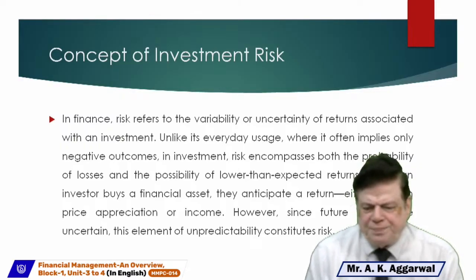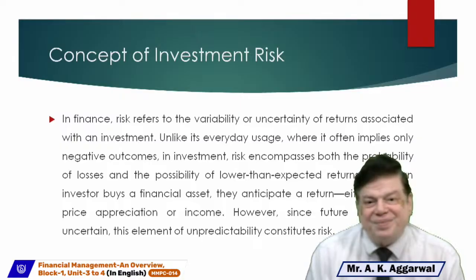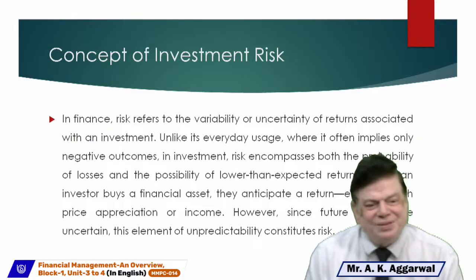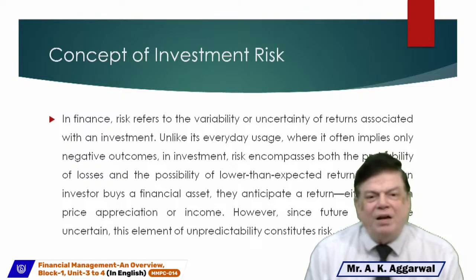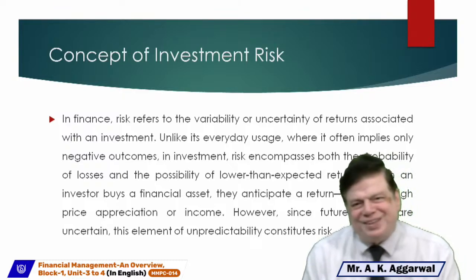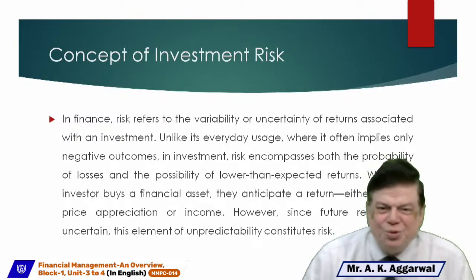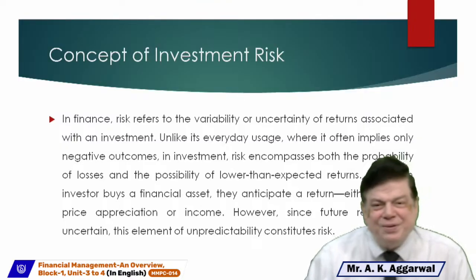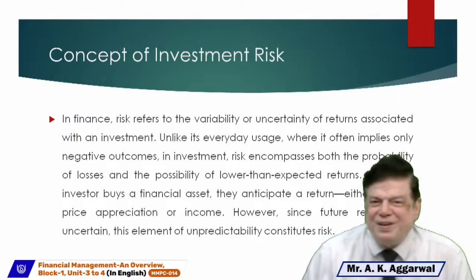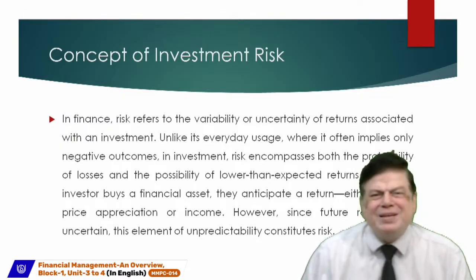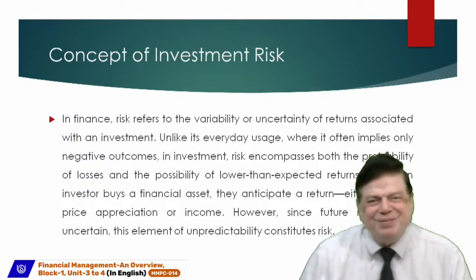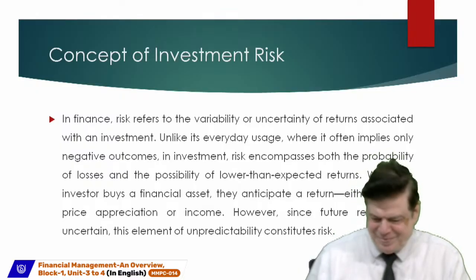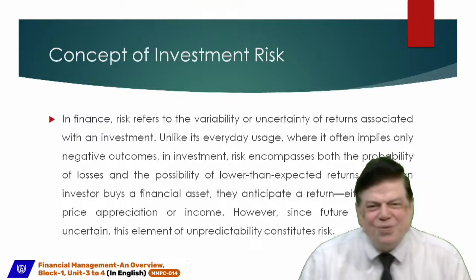However, since future returns are uncertain, you don't know what the returns are going to be. This element of unpredictability constitutes risk. Now the risk comes into the picture because you don't know how much return you are going to get. If the company earns more profit, naturally it will give more dividend to its shareholders, and the price of the share will also increase. If the company makes less profit or goes into loss, naturally they will not pay you any dividend, and the value of your share will also go down.